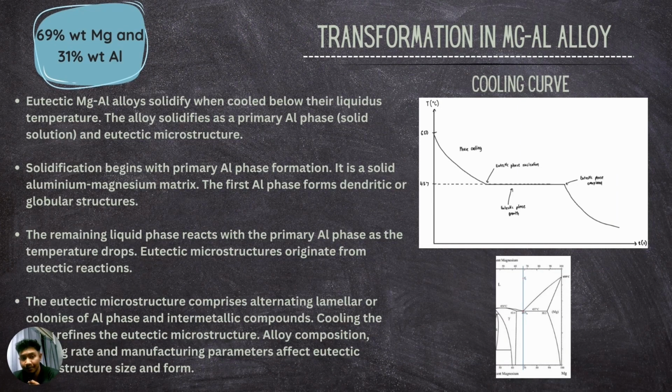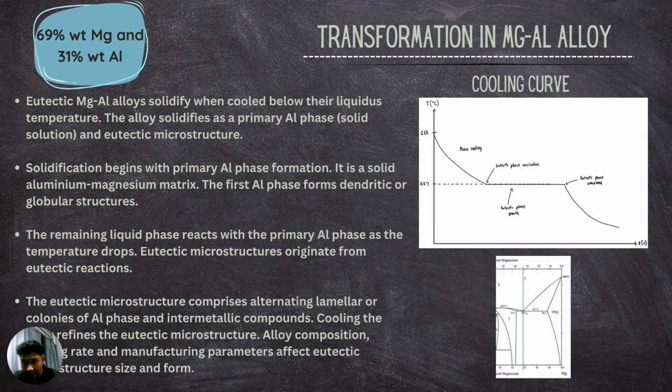So for the 69% of magnesium, the eutectic alloy will solidify when cooled below its liquidus temperature. The alloy will solidify as a primary aluminum phase, which is a solid solution, and eutectic microstructure. The remaining liquid phase reacts with the primary aluminum phase as the temperature drops. The eutectic microstructures originate from the eutectic reactions.